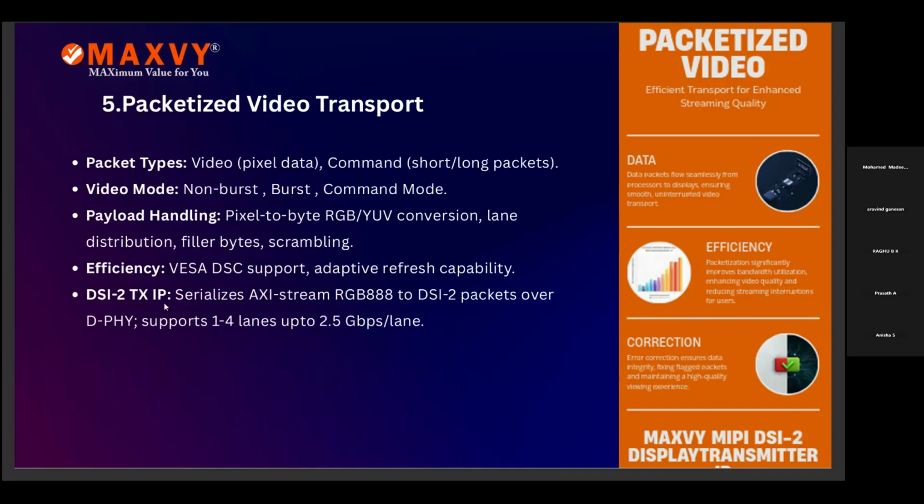So the DSI2 TX IP serializes the AXI stream, where the input connected is RGB888, into DSI2 packets over the D-PHY layer, which can support 1 to 4 lanes and up to 2.5 Gbps per lane. So basically, with 4 lanes at 2.5 into 4, it can support overall 10 Gbps.